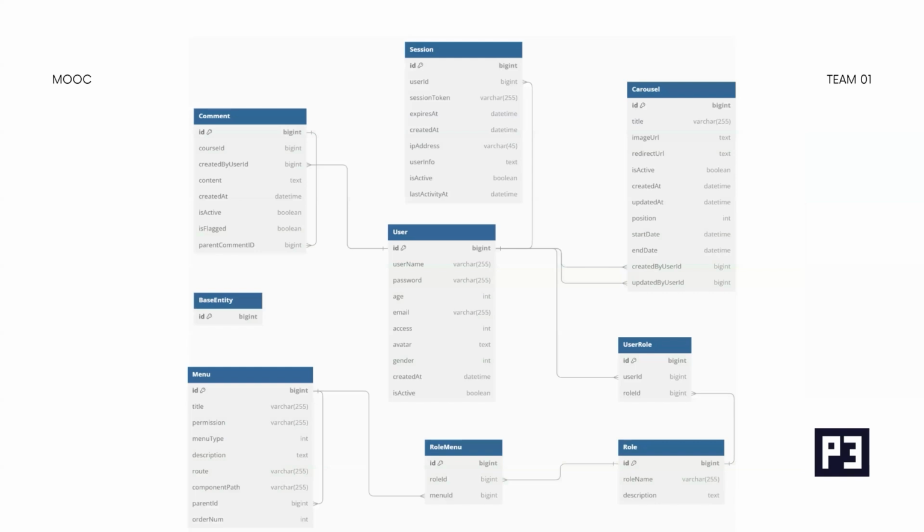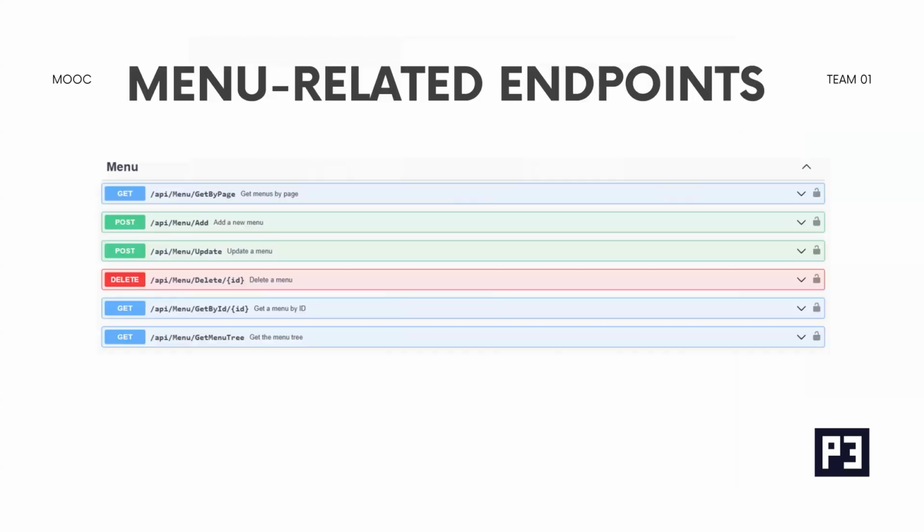This diagram showcases the models designed by our team. As part of our responsibilities, we developed core features such as menu management, user roles, and so on. Let me now walk you through the menu module, a key component of our contributions.